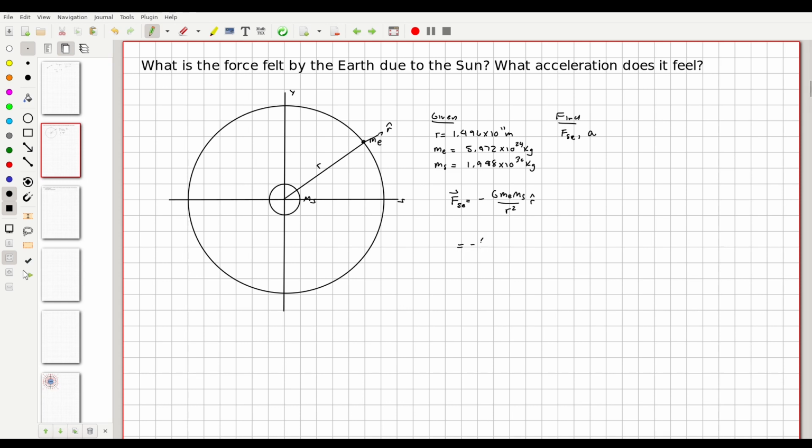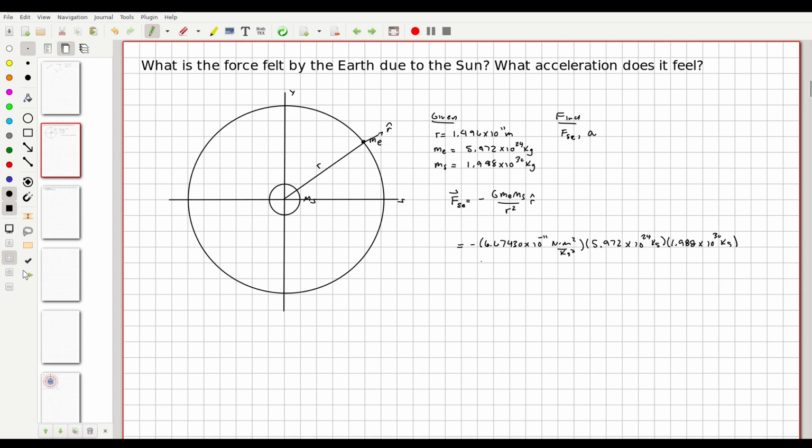Now G, remember, is a constant. It's 6.67430 times 10 to the minus 11th newton meter squared per kilogram squared. The mass of the Earth is 5.972 times 10 to the 24th kilograms. The mass of the Sun, 1.988 times 10 to the 30th kilograms.